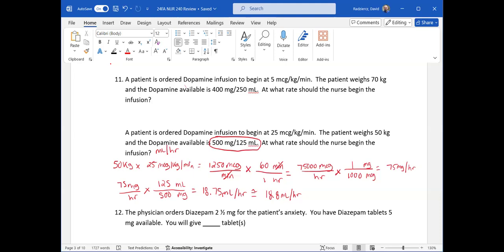Okay, so step one. The kilograms was eliminated in the first step. So right here, I take the patient's weight, 50 kilograms, multiplied by the 25 micrograms per kilogram per minute, and then I've eliminated kilograms at that instant. So this is just a weight-based calculation. Good questions, by the way.